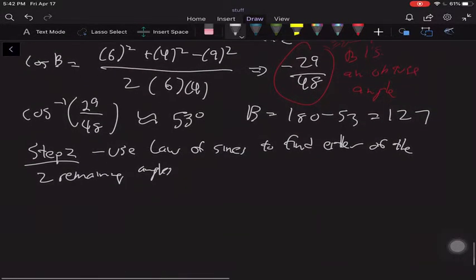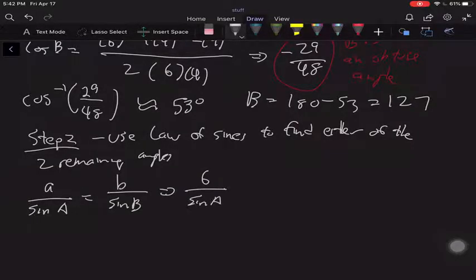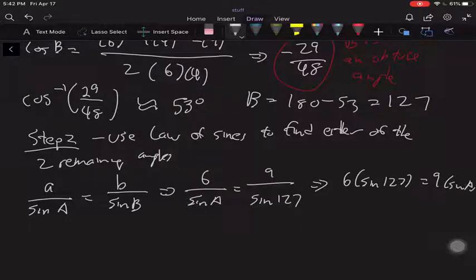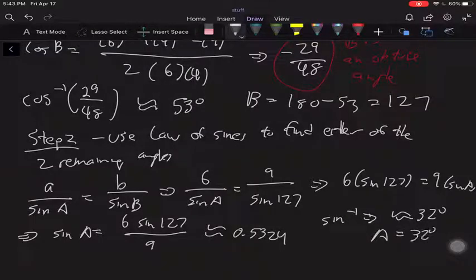So from here, we can use the law of sines to find either of the two remaining angles. In this case, we'll solve for angle A. So our law of sines gives us A over sine A is equal to B over sine B. Now we're going to plug in our numbers. And now we'll cross multiply. Now we'll divide both sides by 9. Which is going to give us approximately 0.5324. And if we punch this into our calculator, that's going to give us roughly 32. So we know angle A is approximately 32 degrees.